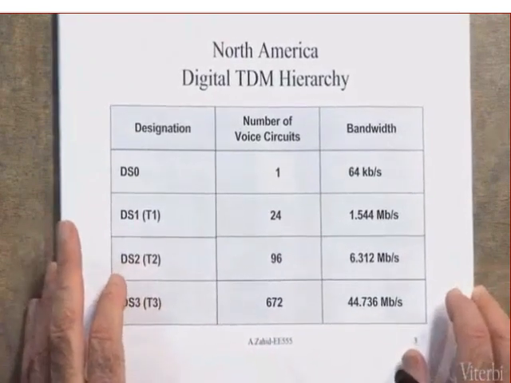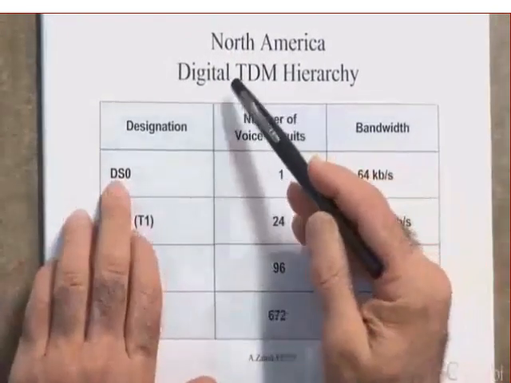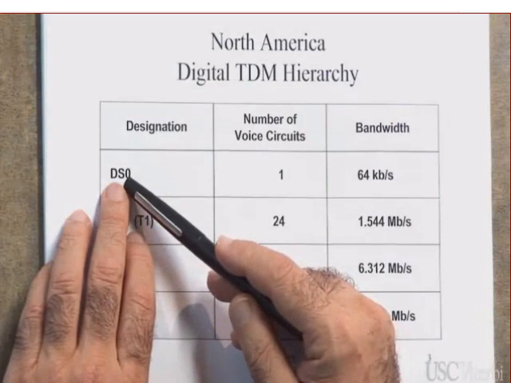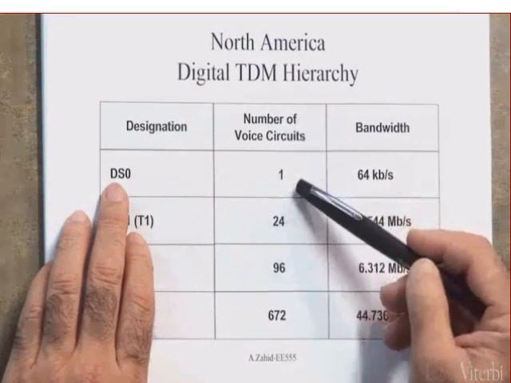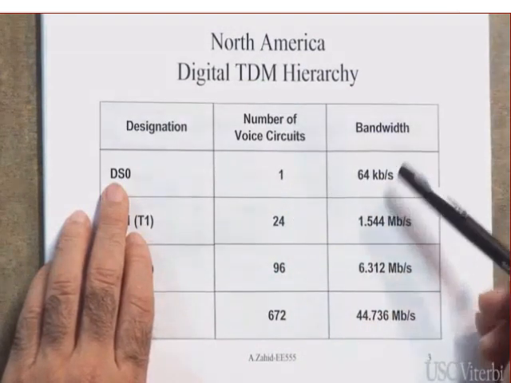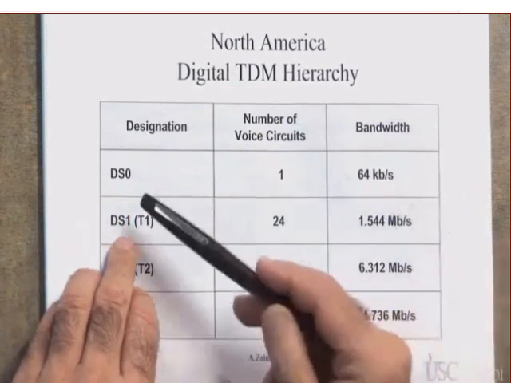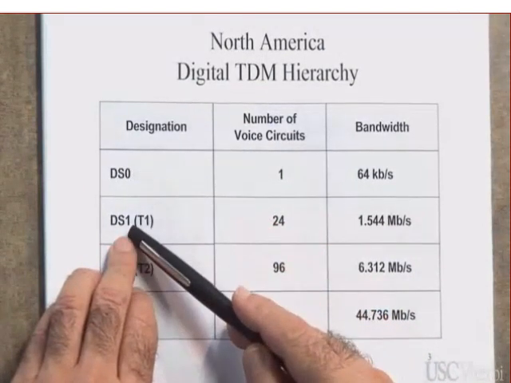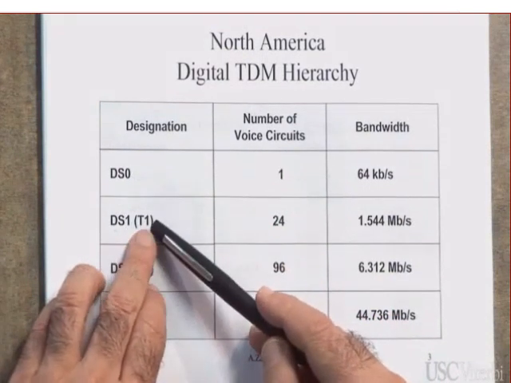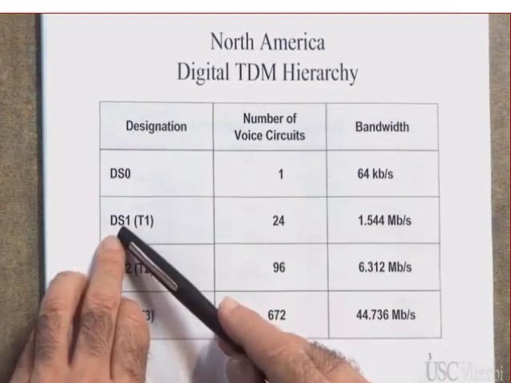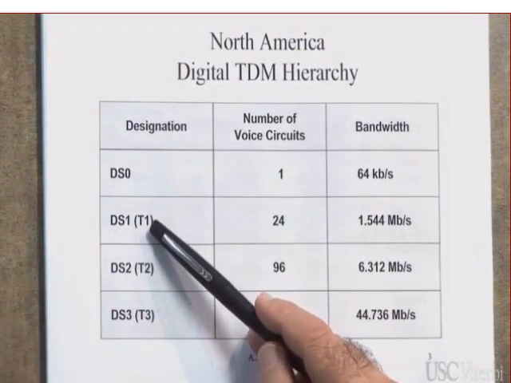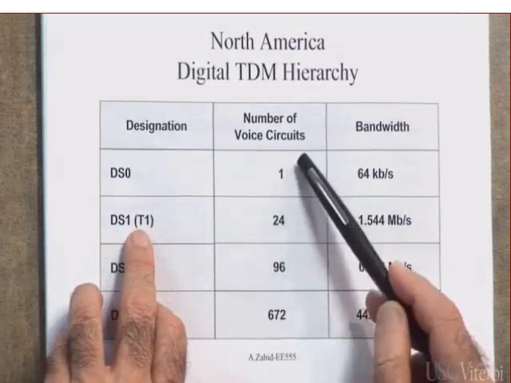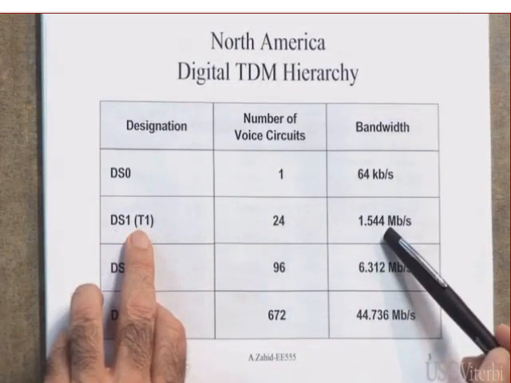Before we get into this, let me show you the digital hierarchy in the US. Everything was based on the DS0. DS0 stands for digital signal level 0, which supports only one voice circuit at a rate of 64 kilobits per second. Then they multiplexed 24 of these to generate what is known as a DS1. DS1 is the level of the signal; T1 is the name of the service. So T1 consists of 24 voice channels at a rate of 1.544 megabits per second.